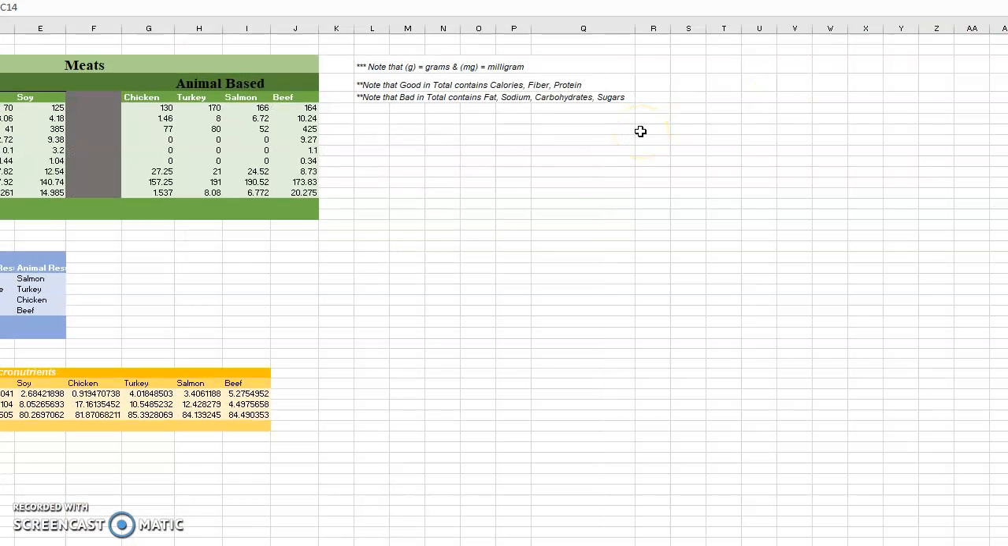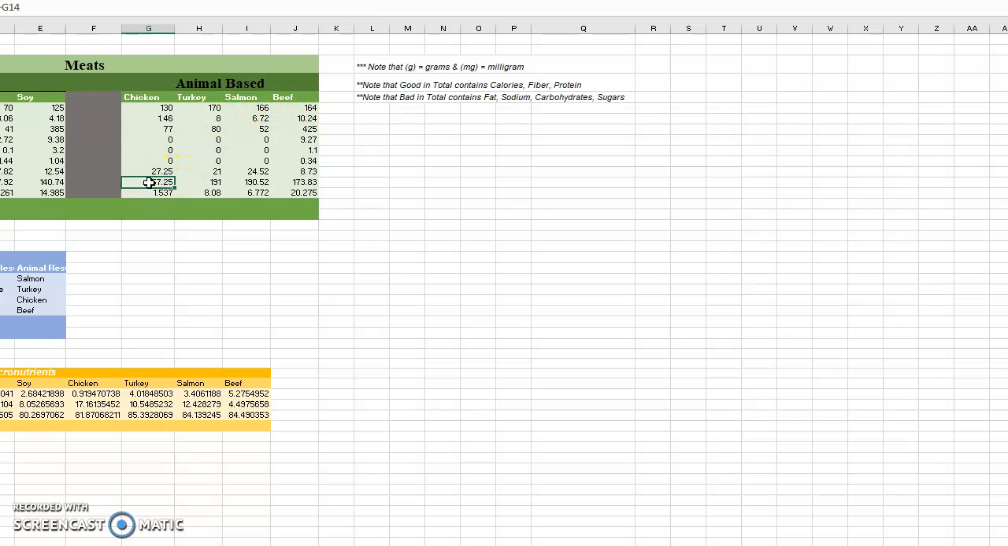So, over here in green, we found the different statistics for both vegan and animal-based meats per 4 ounce. So we found the calories, the fat in grams, sodium in milligrams, carbohydrates, fibers, sugars, and protein. We also calculated the amount of good and the amount of bad in each of these products: Beyond, Impossible, Tofu, Soy for the vegan options, and chicken, turkey, salmon, and beef for the animal-based options.